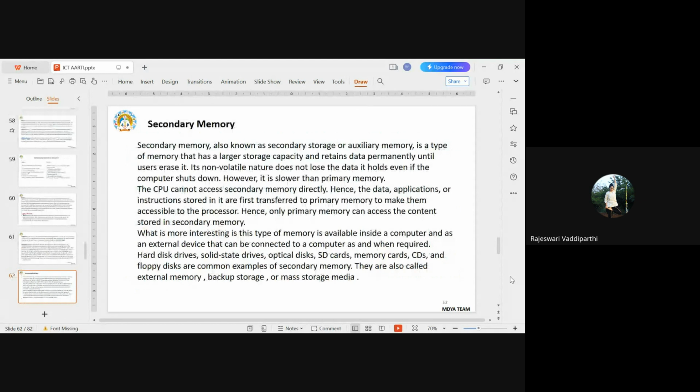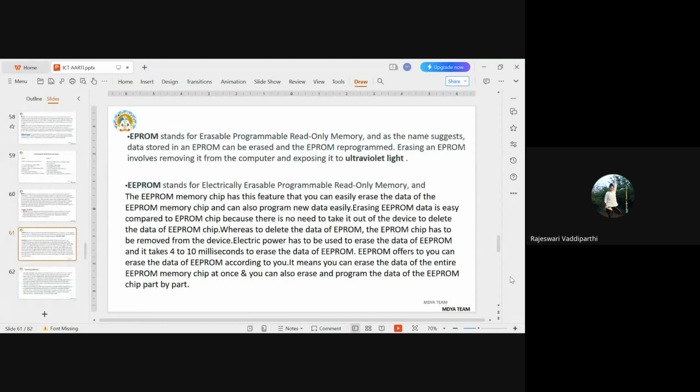That's the only major difference, ma'am, in all of this. It's about the erasable part.